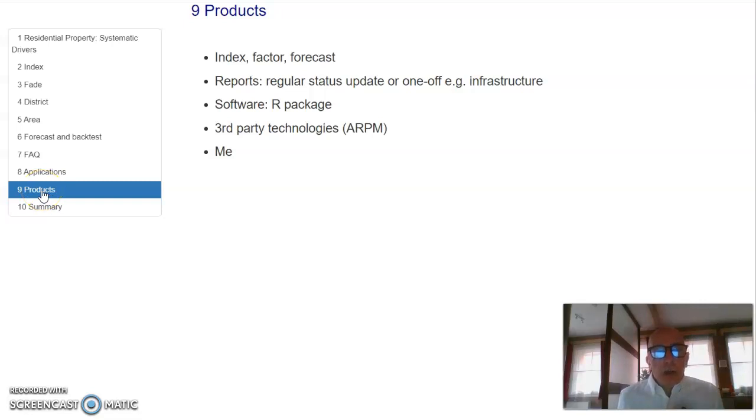Products: there's numerical products, index, factor and forecast. There's reports, regular status updates on the indices, and the turning points and where we're going. And one-off reports on infrastructure such as HS2, Crossrail, Freeports, whatever it may be. Software: this is all highly structured. It runs its batch job all the way from the raw data to the finished results. It's all open source. It's all my own intellectual property, and it's well packaged.